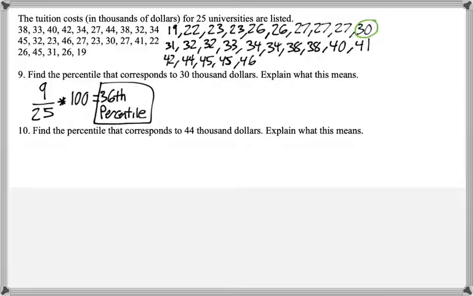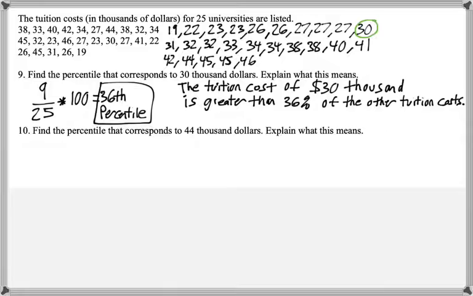So this will be the 36th percentile, which means the tuition cost of $30,000 is greater than 36% of the other tuition costs.